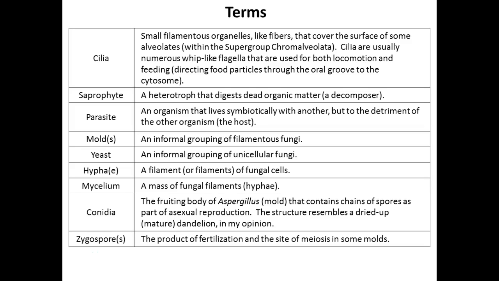Zygospore is a little bit different. This is sexual reproduction for molds. So meiosis is happening instead of mitosis. So you're getting two different ones coming together. And we're going to look at a particular type of zygospore. And this is within the hyphae, not the aerial hyphae.